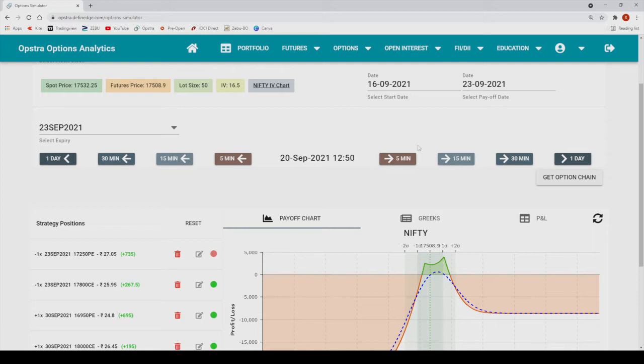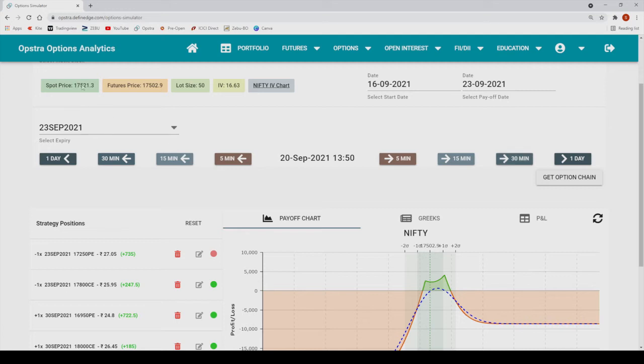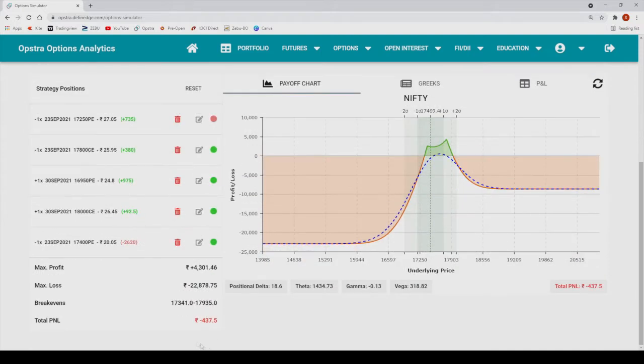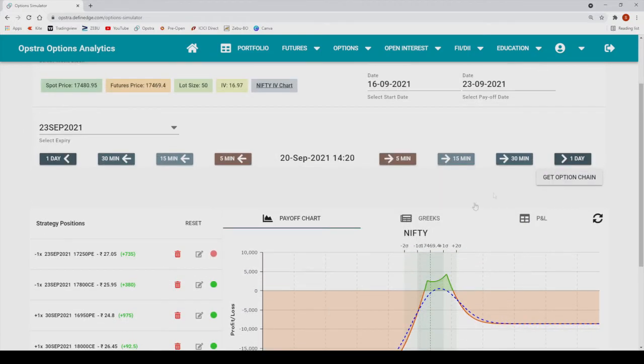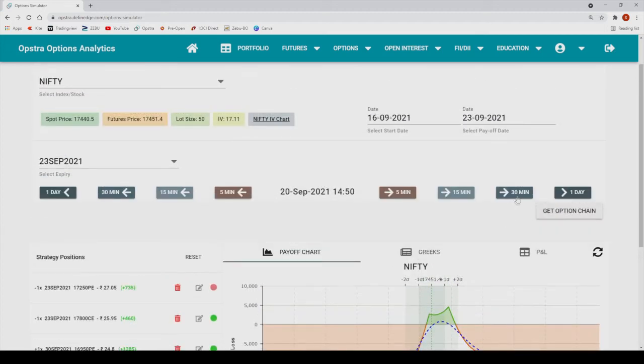32, 527, 521, 480. So 437 rupees loss. 440. So what is our break even? Another 100 points are there. So we will wait for some more time. So almost we are at the end of the day. 388. So we will do some adjustments.